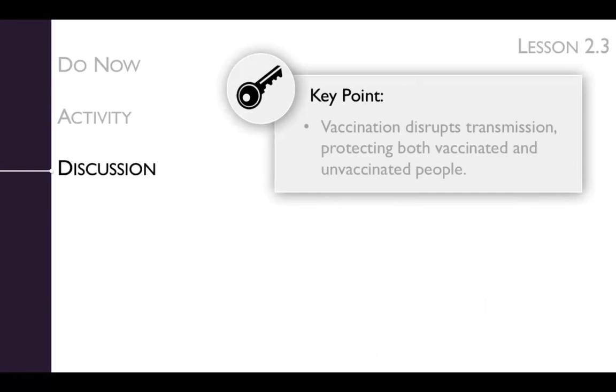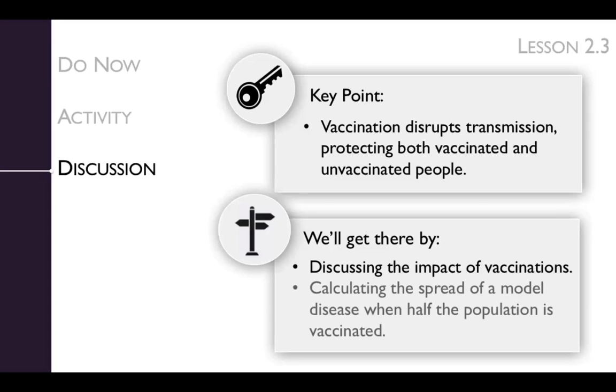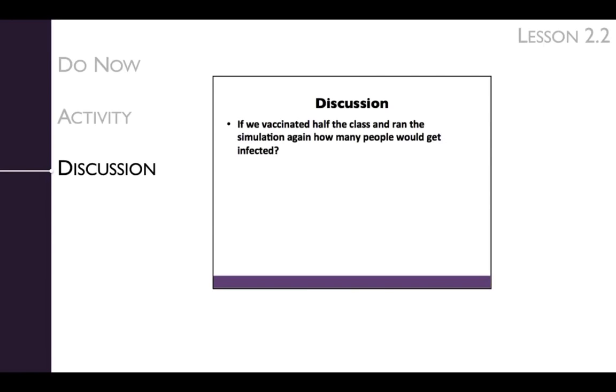The key point of the discussion is that vaccination disrupts transmission, protecting both vaccinated and unvaccinated people. We'll get there by having students discuss the impacts of vaccination and by calculating the spread of a model disease when half the population is vaccinated. We begin the discussion by having students consider what would happen if we ran the simulation again, but this time with half the class vaccinated.